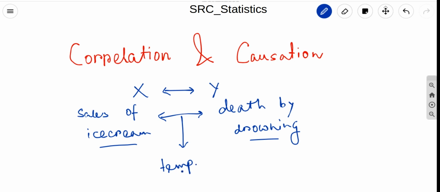So as temperature increases, sales of ice cream increases, and as temperature increases, more people go for swimming, and there accidents happen during swimming and people die. So the confounding factor temperature is the cause here for these two, sales of ice cream and death by drowning both increase, and we can find a high correlation between them, though there is no causation.